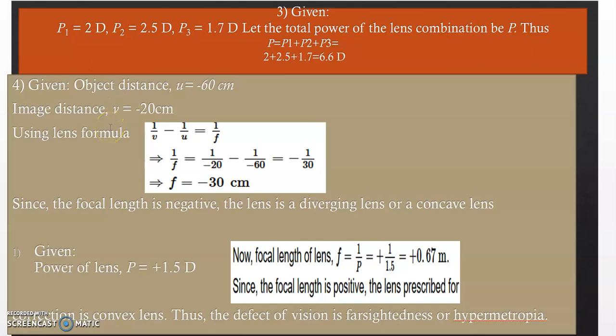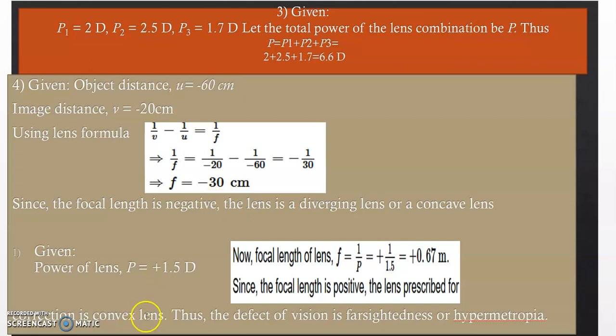So what is the focal length of the lens? Is it converging or diverging? So first use this lens formula. It is asked the focal length. Now focal length is negative. Focal length is negative. So the lens is what? It is diverging. So that is a concave lens. So with this, the fourth sum is over.